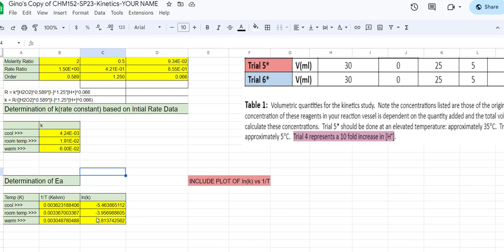So what we could do here is we take the reciprocal of the temperature in Kelvin and then the natural log of the K values. So the cool was 3, room temp was 24, and the warm was 55. And then these are the associated natural log of the K values. Okay, so before I use the slope function and then calculate the activation energy, I want to see how good these data are. Do these data represent a linear relationship between the reciprocal of the Kelvin temperature and the natural log, what the data actually looks like on a graph?